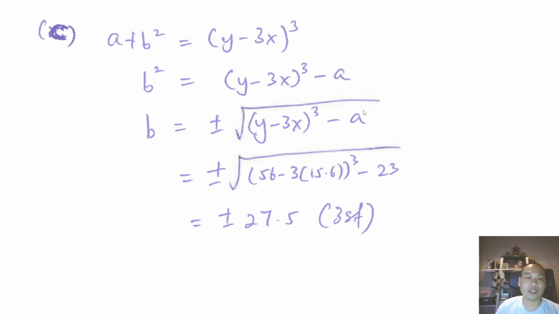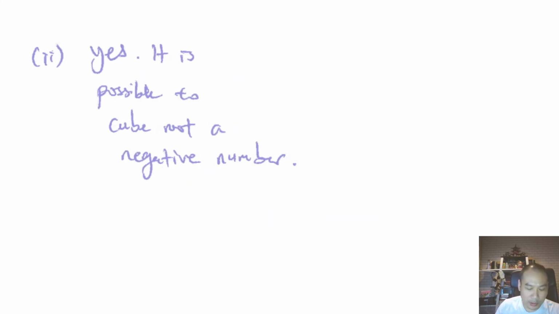So now that we have the situation where B is the subject, just sub in the values that's given by the question, and we have B is plus minus 27.5, three significant figures. Or you can write it as B is 27.5 or negative 27.5. It has the same meaning, right? Okay. So the question now asks, is it possible to have the value of y if a plus b squared is less than 0? Well, the answer to that is true, right?